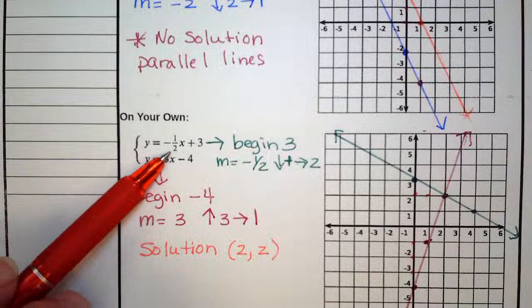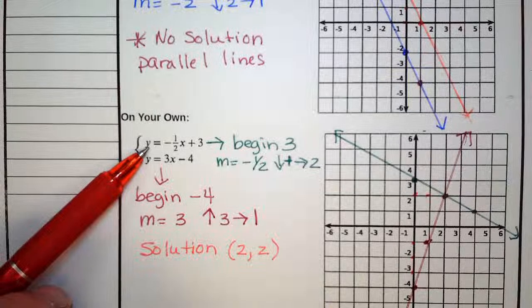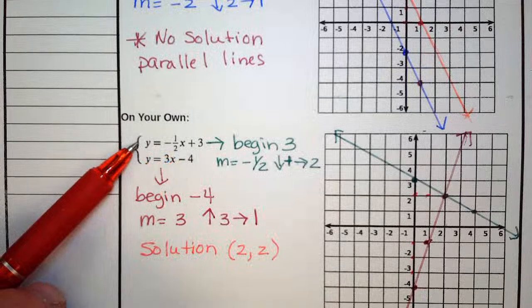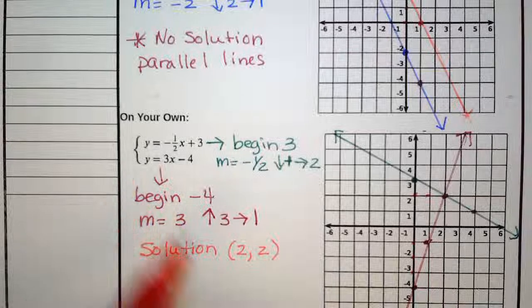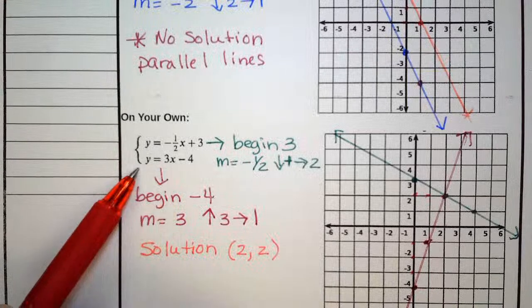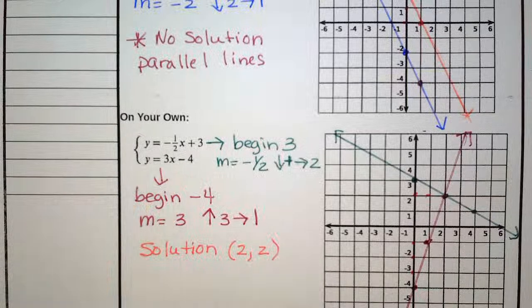So if I substitute it in, is -1/2 times 2 plus 3 equal to 2? Is -1 plus 3 equal to 2? Yes. Is 3 times 2 minus 4 equal to 2? 3 times 2 is 6. 6 minus 4 is 2. I've checked the solution and it does work.